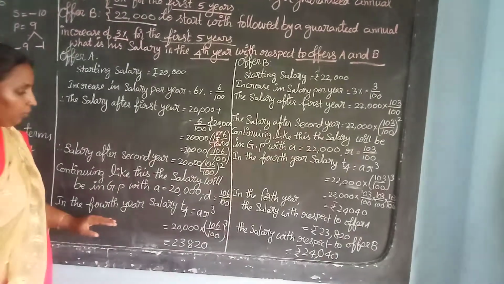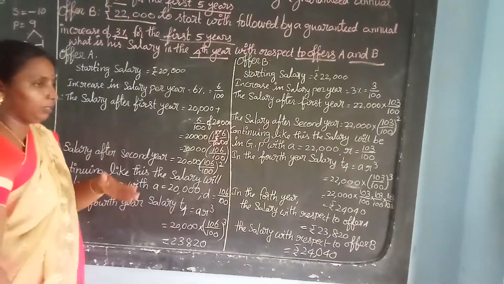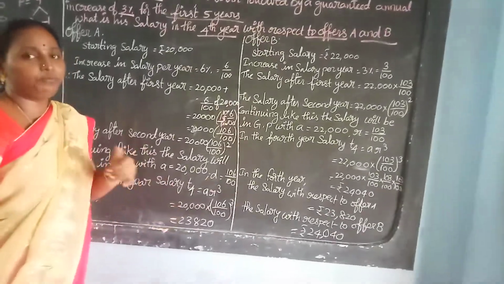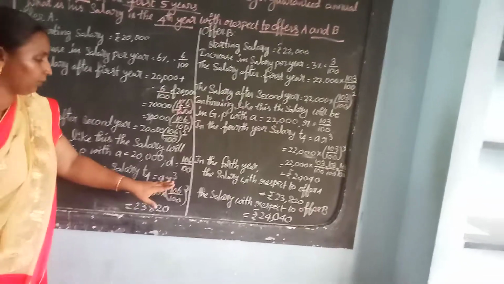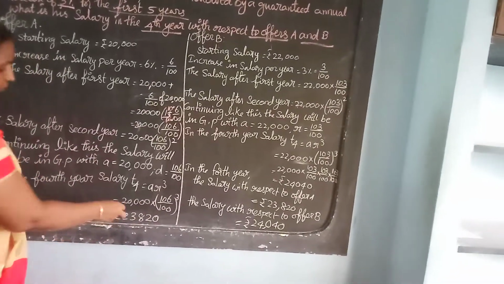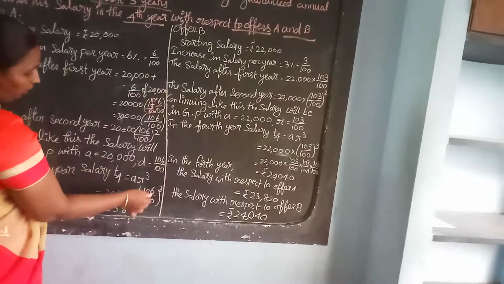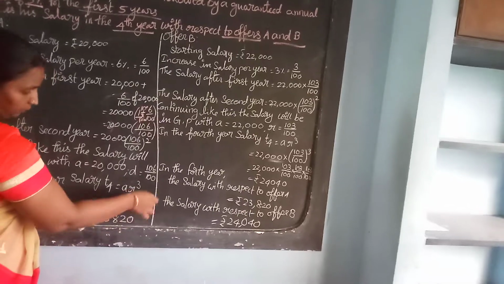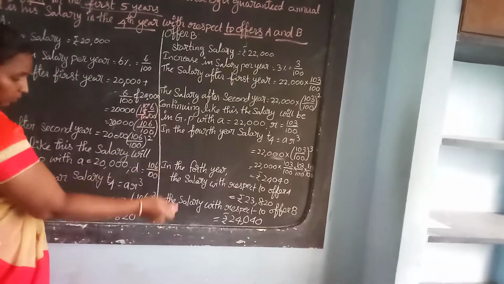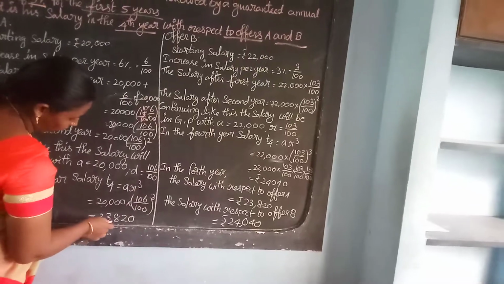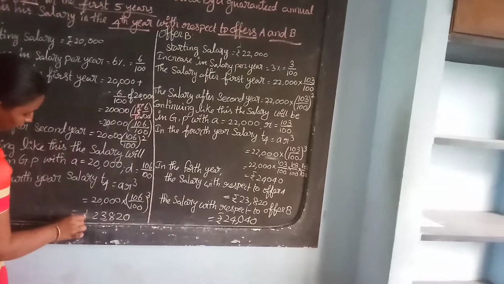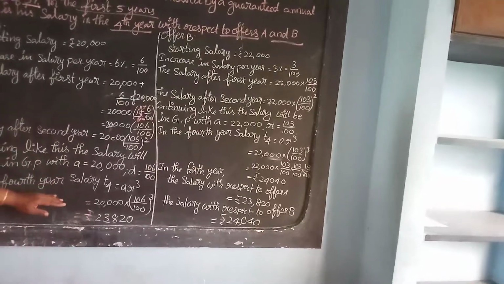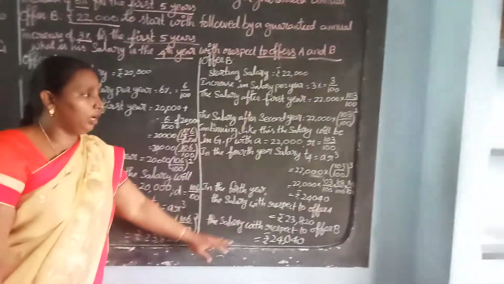In the fourth year means T4. In the before sum we saw after 5 years they asked, so you find T6. But here in the fourth year means you have to find T4. T4 equal to AR cube. Substitute A value 20,000 into R is 106 by 100 whole cube. So if you solve this, that is 20,000 into 106 by 100 into 106 by 100 into 106 by 100. If you solve now, we will get 23,820. So offer A gives fourth year salary as 23,820.